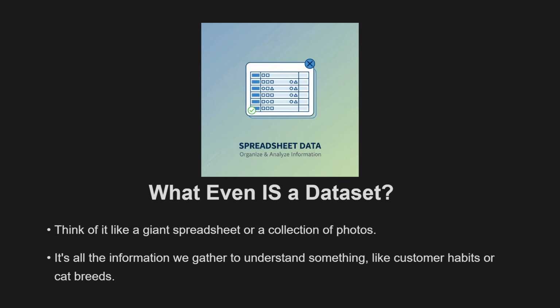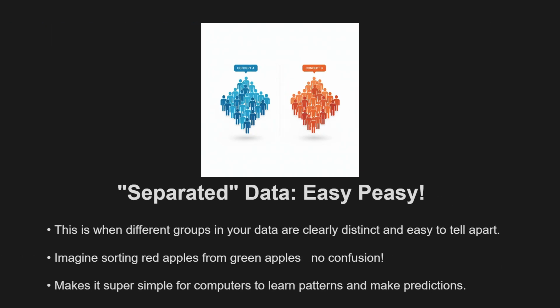First up, let's talk about separated data. This is the dream scenario for computers. Imagine you're sorting a basket of bright red apples and green apples. It's super easy to tell them apart, right? In data terms, separated means the different categories or groups in your information are clearly distinct from each other, with obvious boundaries. This makes it incredibly easy for a computer to learn patterns and make accurate predictions.